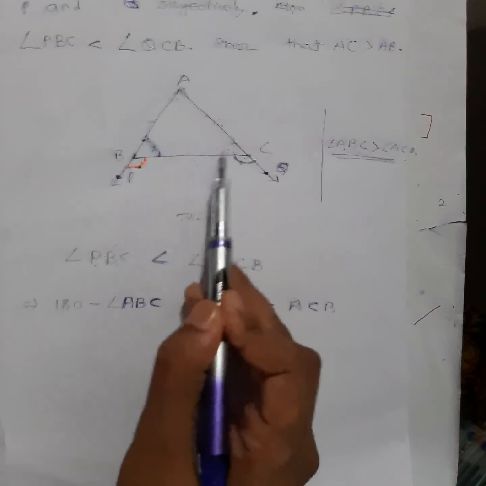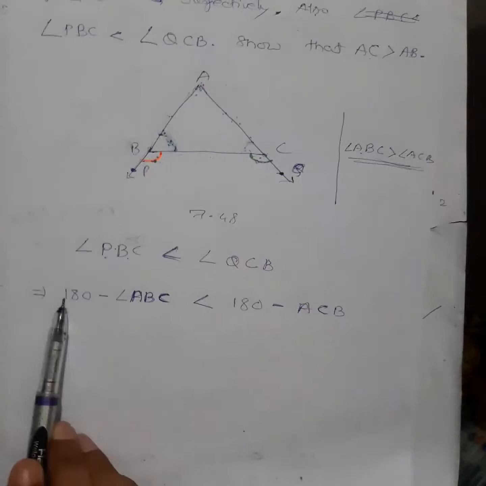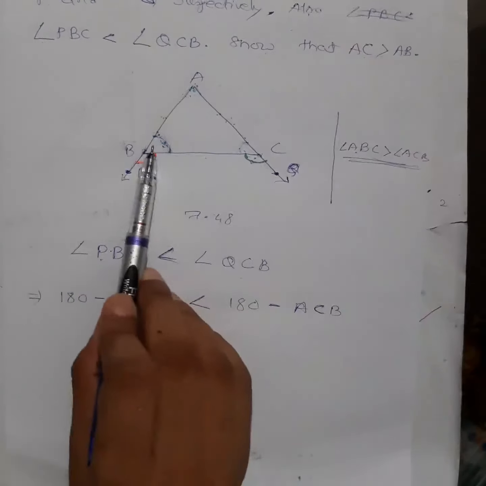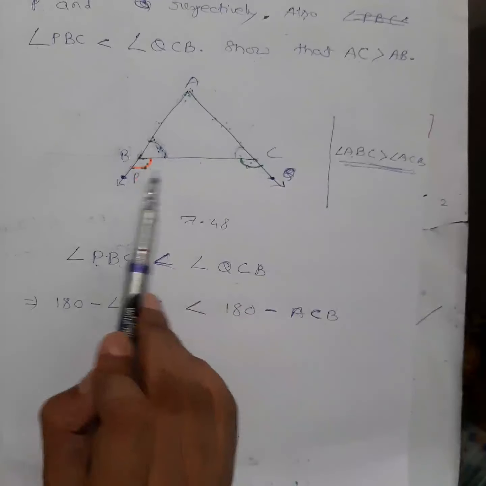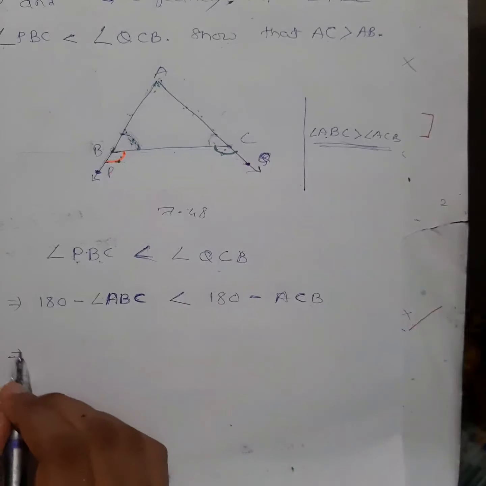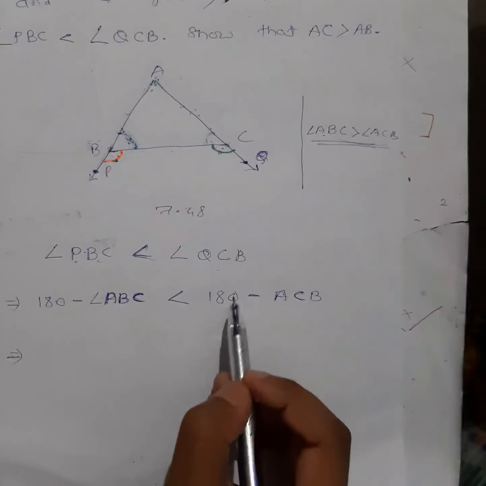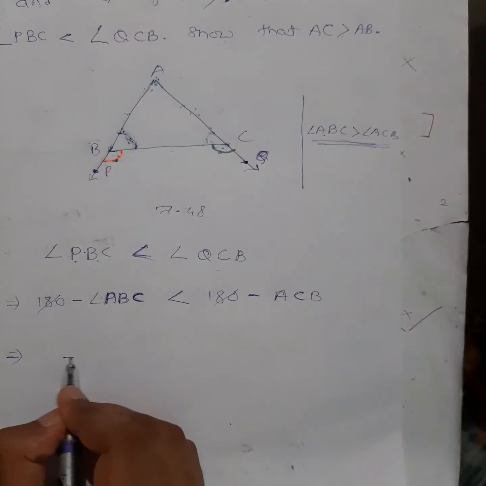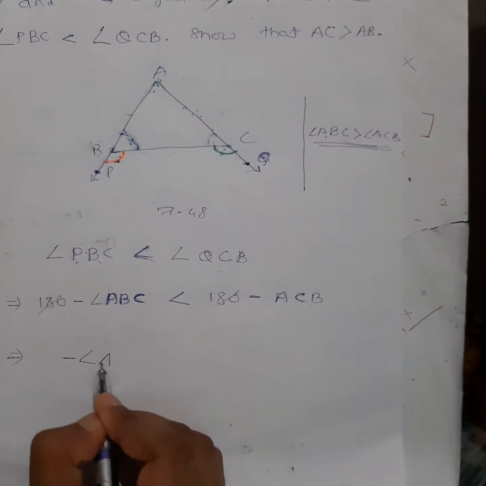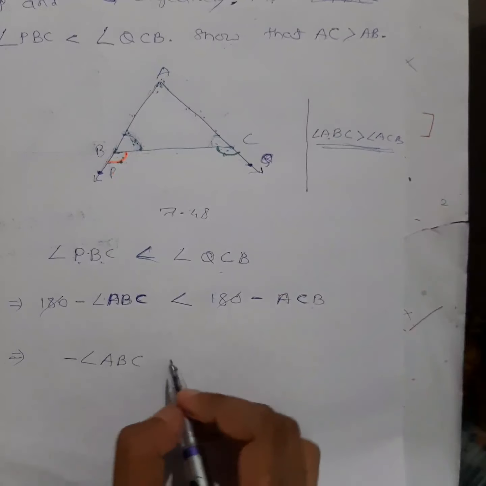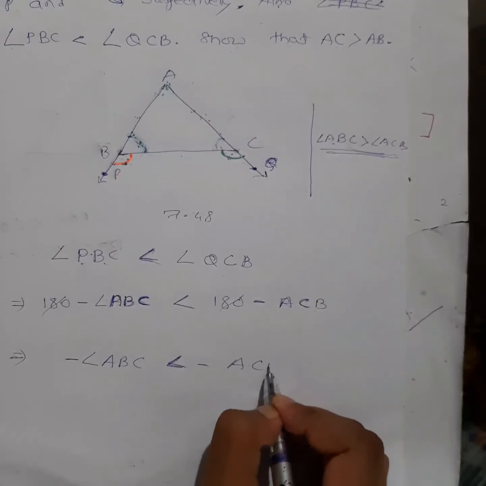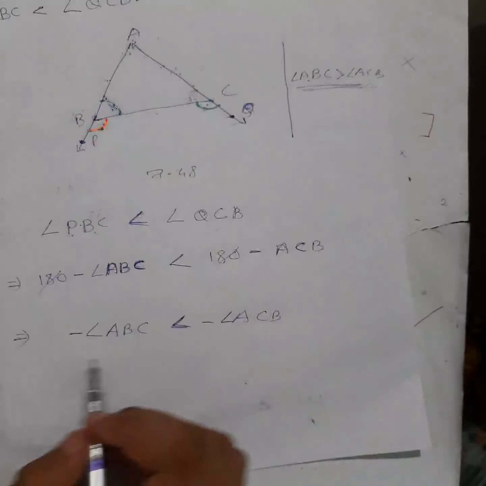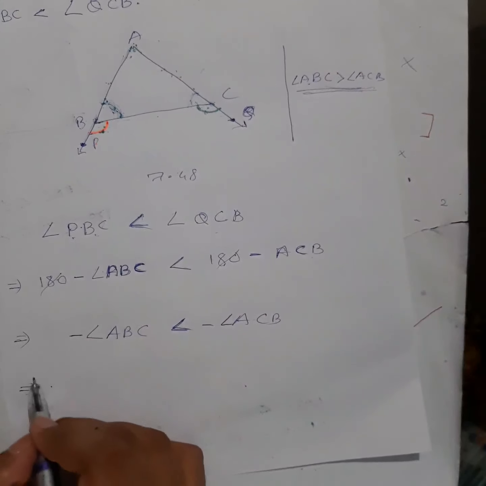My aim is to show that this is bigger than this one. That's why I'm trying to make a relation where angle ABC will be there and this angle will be there. And from where did we get this? From the given information, right? So from this, the 180 on both sides is gone. What will you be left with? Minus angle ABC less than minus angle ACB. This is a very important step.